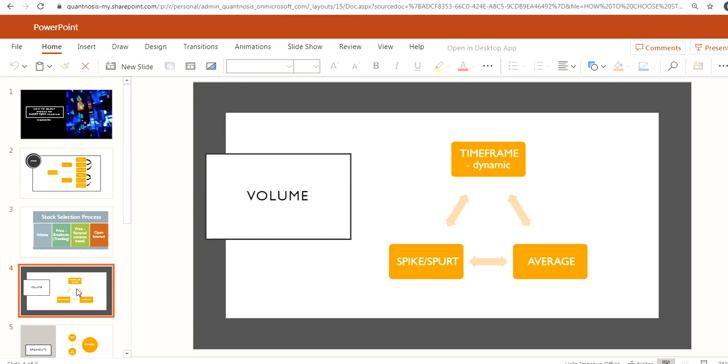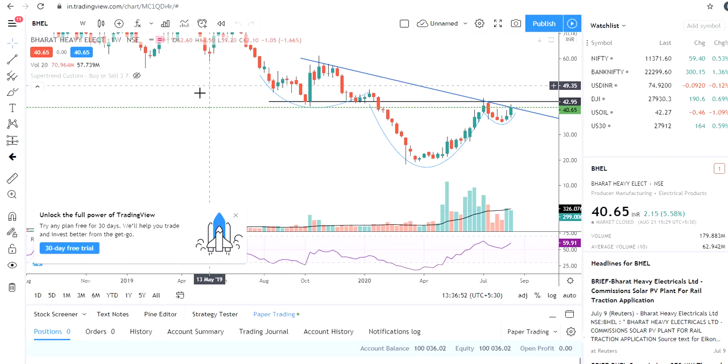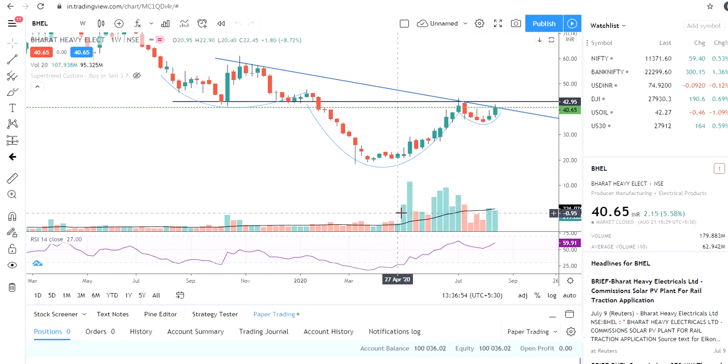To start with volume: volume in a chart is denoted by the traded volume, right? It's a vertical bar and the size of the bar denotes the measurement of traded volume. If we go to any chart, let's say this is a chart for Bharat Heavy Electricals, you can see in the bottom section I have added an indicator for volume, and these show the traded volume for this particular time frame. This is a weekly chart, so this is the week starting on 11th May, and this volume candle is there.